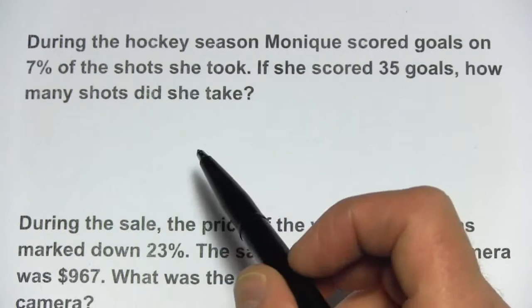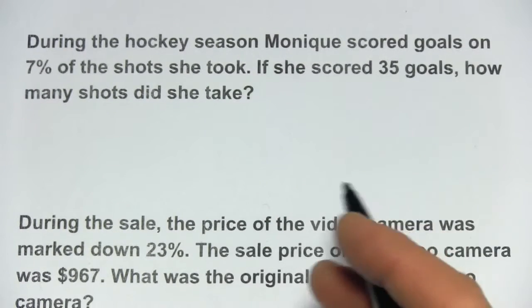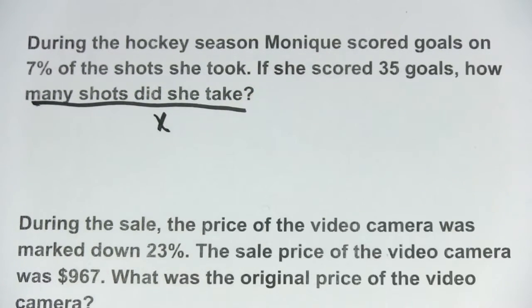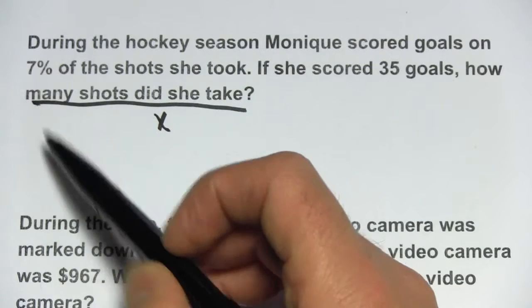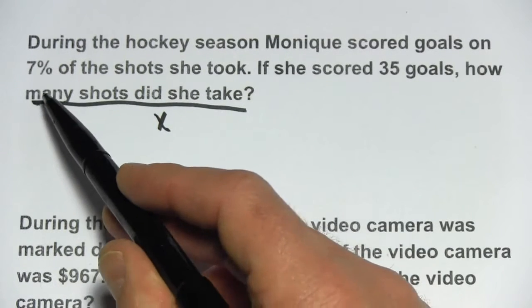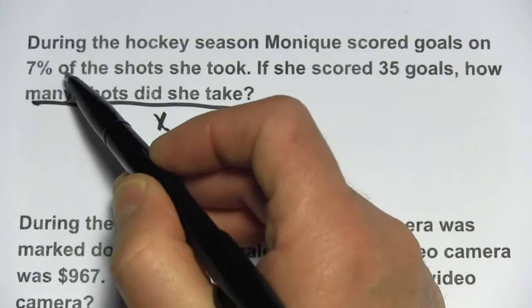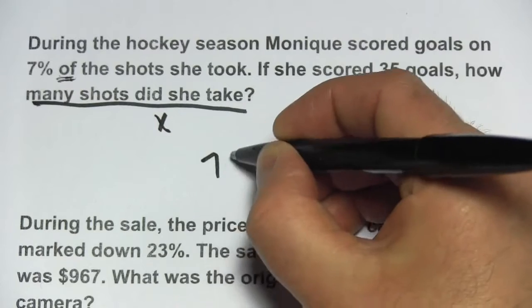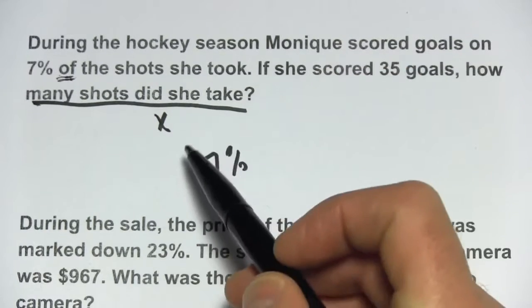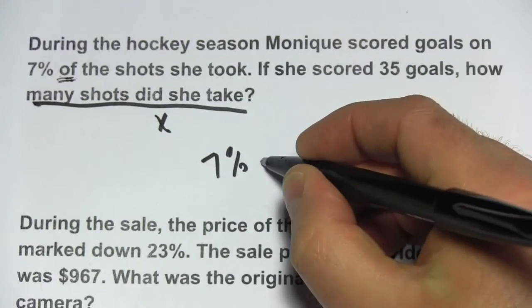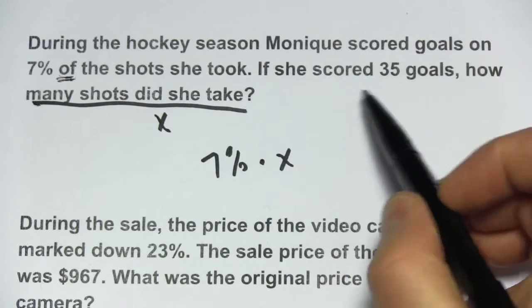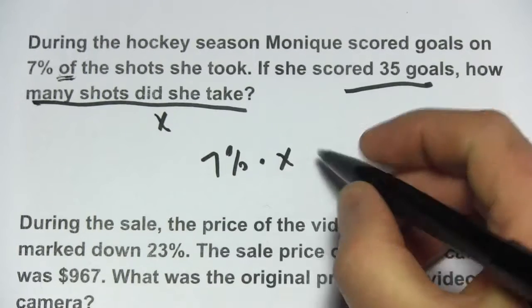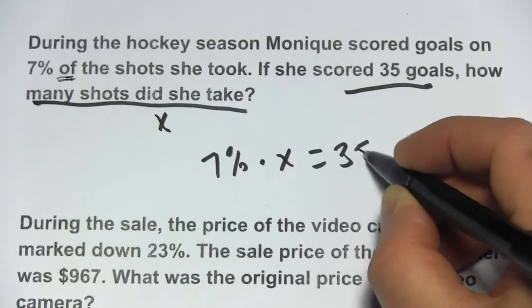In any word problem, I think a crucial thing to do first is to figure out what we're looking for. We're looking for how many shots she took. So let's call that X. Then if we look back at this problem, it says she scored goals on 7% of the shots she took. This "of" is usually multiplication. So we're going to have 7% times the number of shots she took, and that's our X. And that is going to equal the goals she scored. So it says she scored goals on 7% of the shots. So that's going to equal this 35.